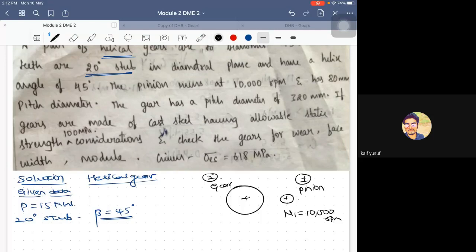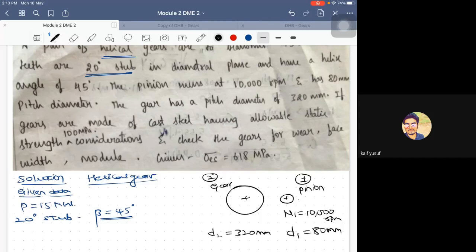Okay. And it has 80 mm pitch diameter. So I would write D1 as 80 mm, the pitch circle diameter being given. The gear has a pitch circle diameter of 320 mm. So D2 is 320 mm. Since D1 and D2 are given, we can calculate the value of i.